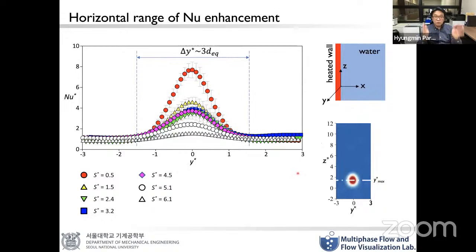Interestingly, for the horizontal range, so now we are looking at the YG plane of the heated wall. Irrespective of the bubble-wall distance, the horizontal range of the Nusselt number enhancement due to a single bubble is almost constant at about 3 times the bubble size. That is what we have measured. So then the question is, and I think I have already given the answers, we wanted to find out the optimal distance between the bubble and the wall to maximize the Nusselt number enhancement.